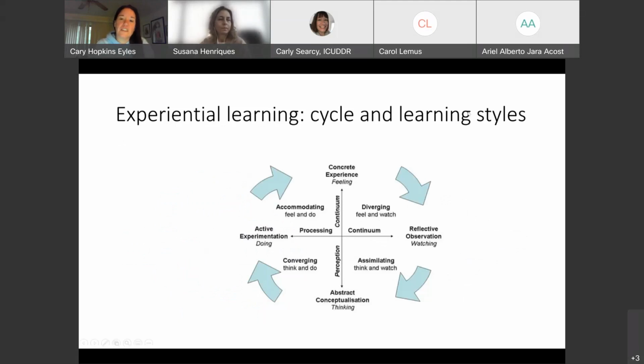And one of the things with the learning styles that I think is really interesting is, are you more in the feeling, the doing, watching, thinking? So we're always somewhere in this continuum. So I'm assimilating, I'm watching, I'm thinking and watching, I'm converging. You know, we have these different pieces of the puzzle.